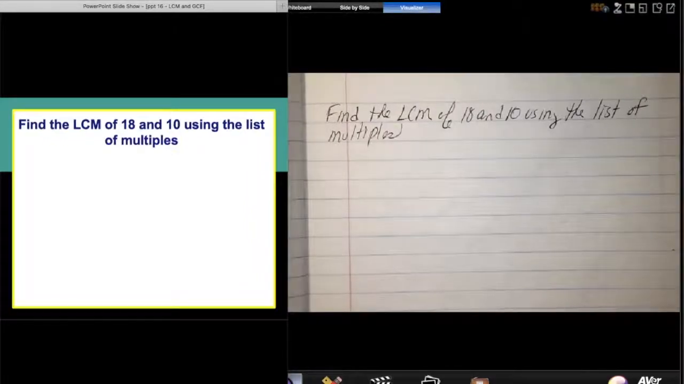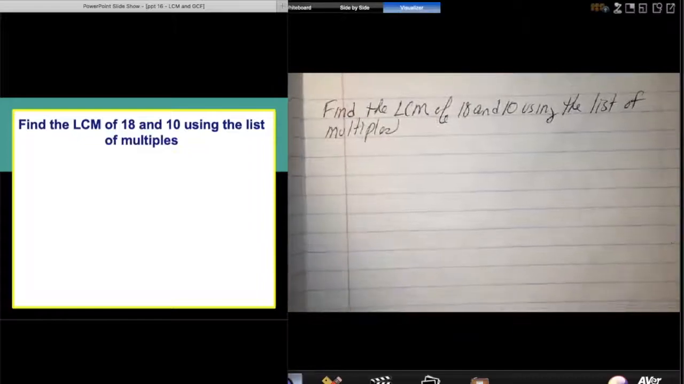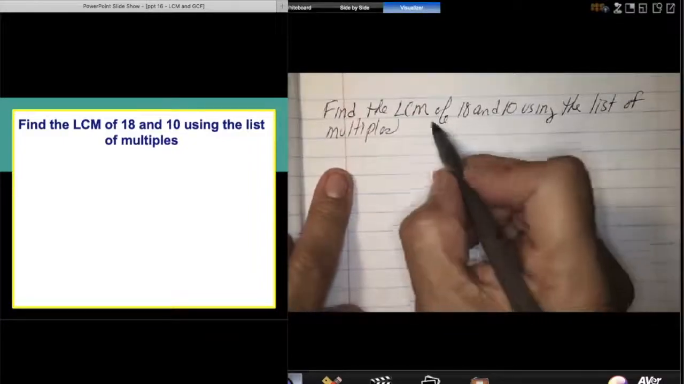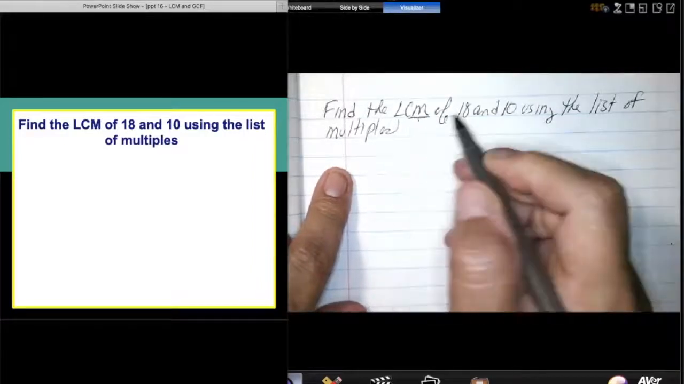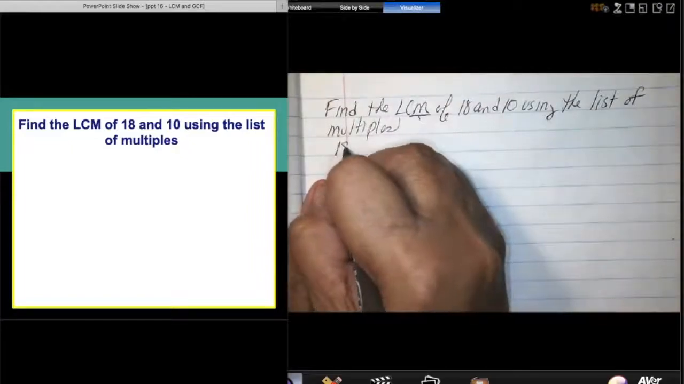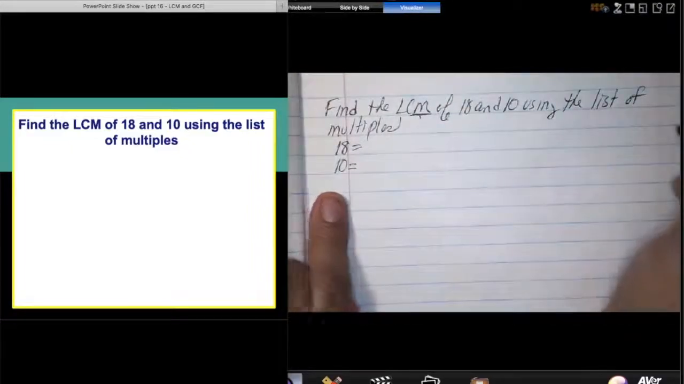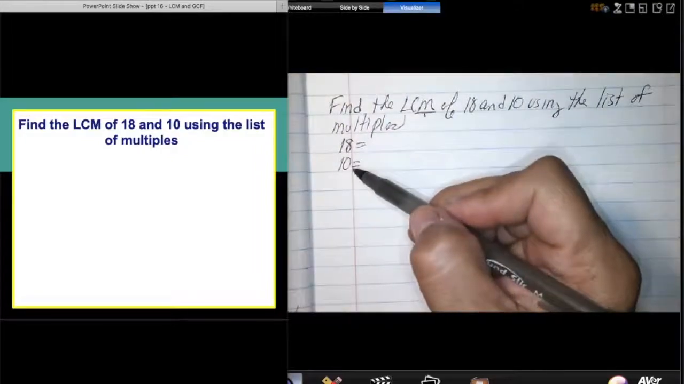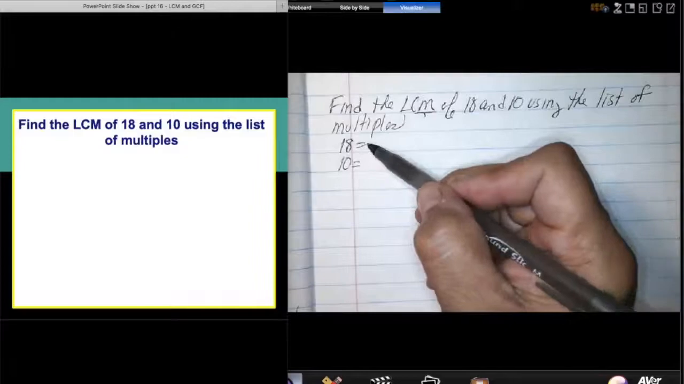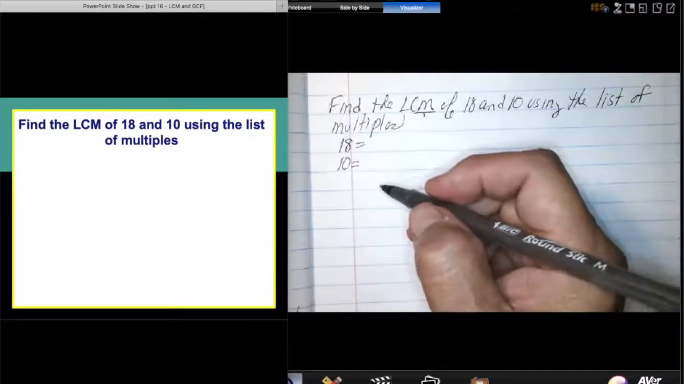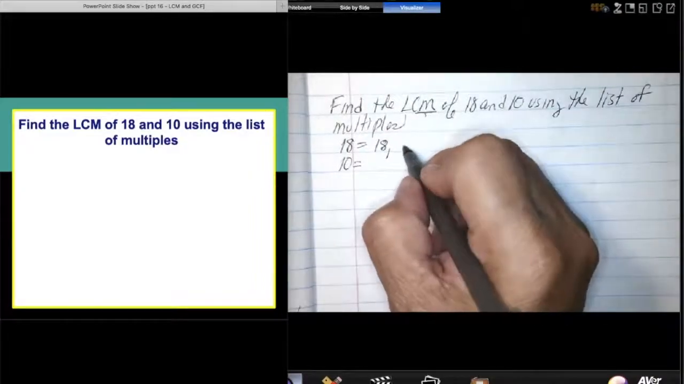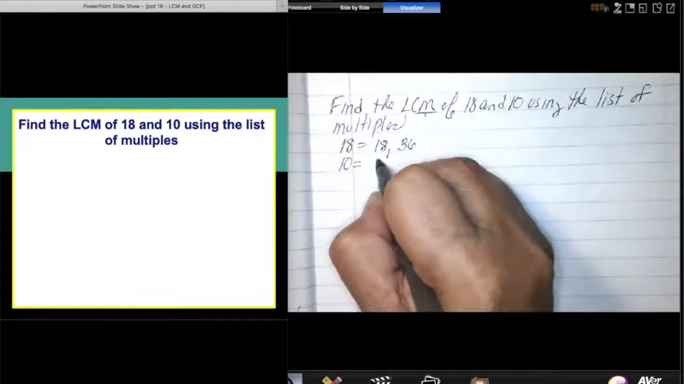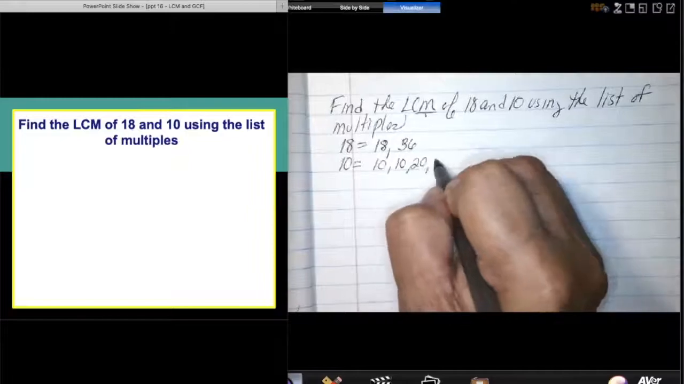Okay, so we remember earlier that a multiple is when you multiply a certain number by a counting number, and we continue multiplying and multiplying. So in this case, I like to think of the M in LCM as multiplying until they match. So the numbers we're going to multiply are 18 and 10. I'm going to multiply a few of the 18s, and then I'll go down to the 10s, and I'll go back and forth until I find a multiple that matches with both. So 18 times 1 is 18. 18 times 2 is 36, 10, 20, 30, 40.